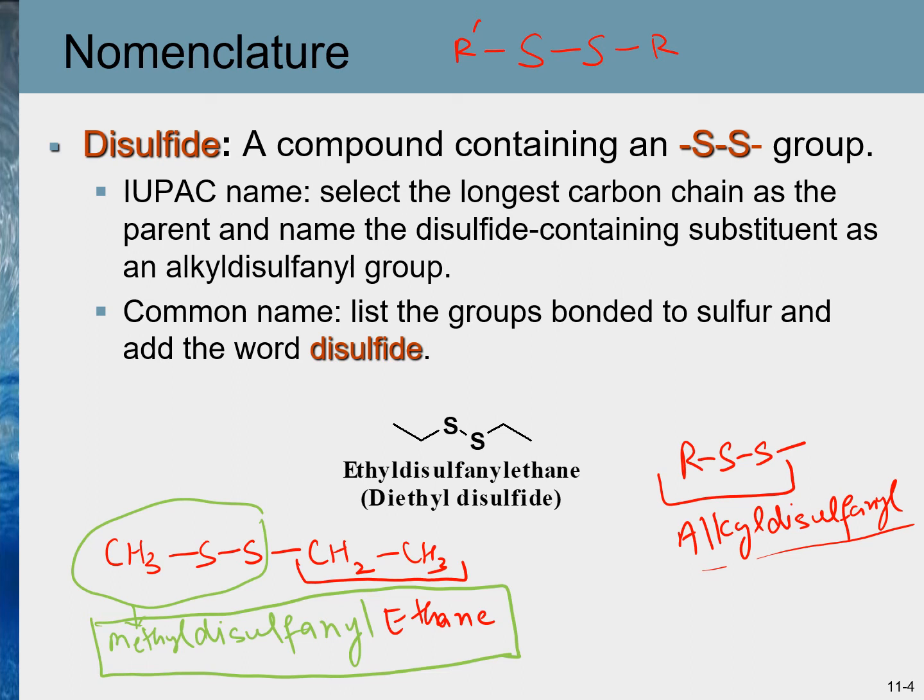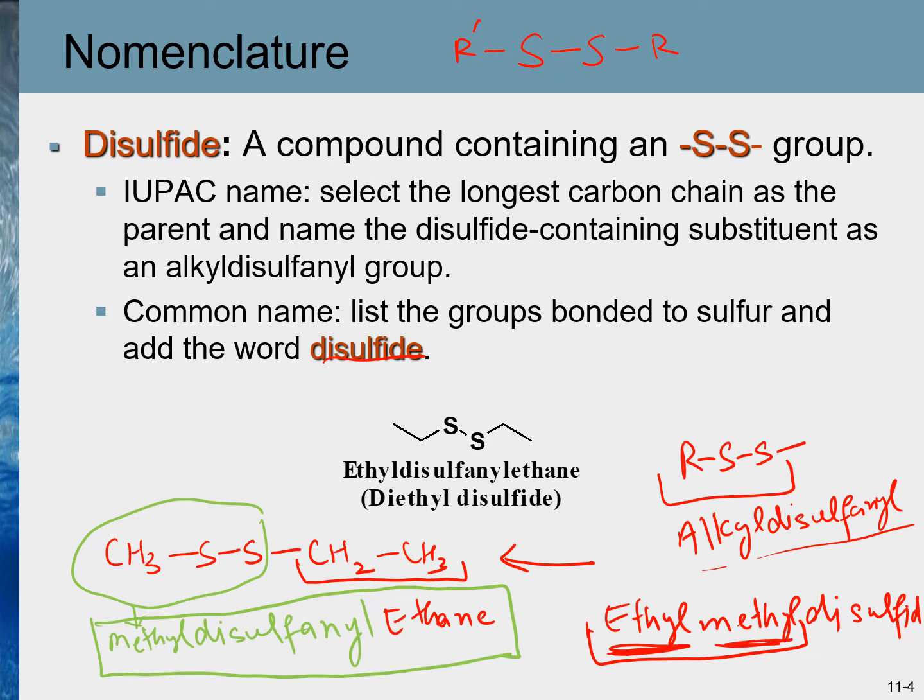The common name is also similar to sulfides. Again, in this case, we list the alkyl groups in front, followed by the word disulfide. So in this case, the common name would be ethyl methyl disulfide. The alkyl groups are listed alphabetically. That's why ethyl is in the front and methyl comes after.